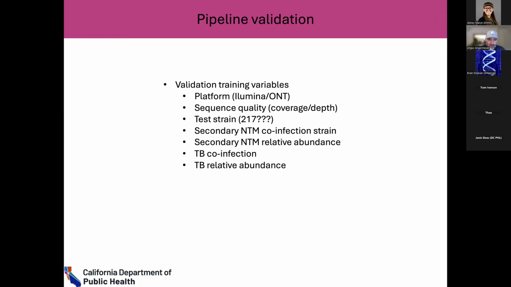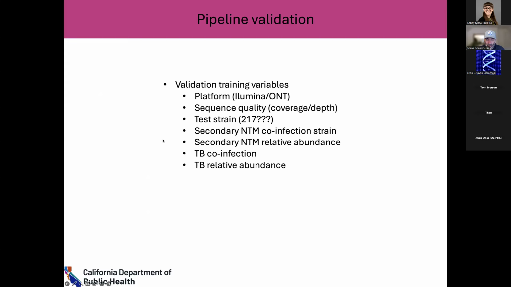And I should say these are all in silico samples that I'm trying to generate right now. So you have to consider whether or not there's a co-infection strain, what that co-infection strain would be, like how closely related to the primary strain that I'm testing, and then the relative abundance. And you can see right there, that's getting to be quite a number of variables. And the same with TB.